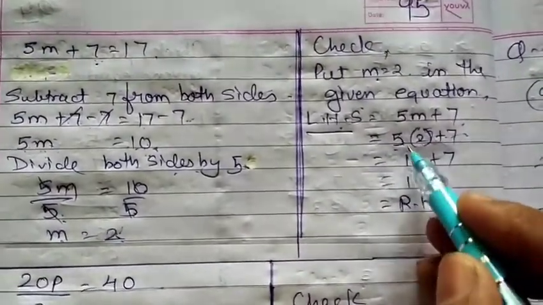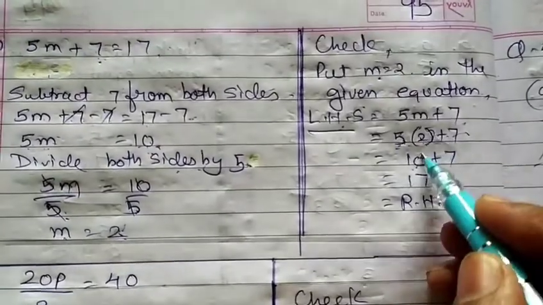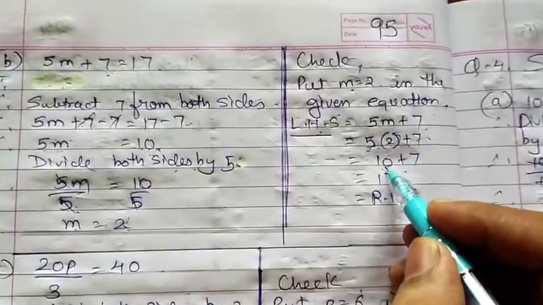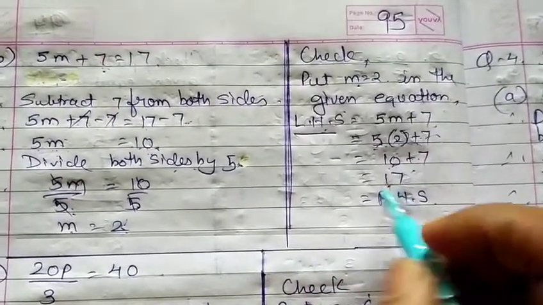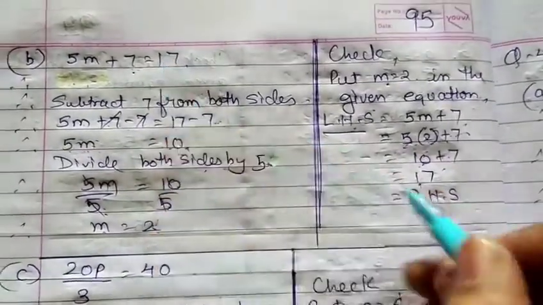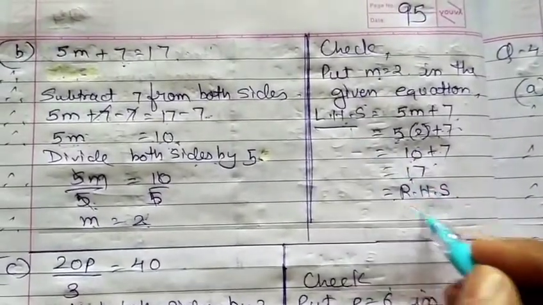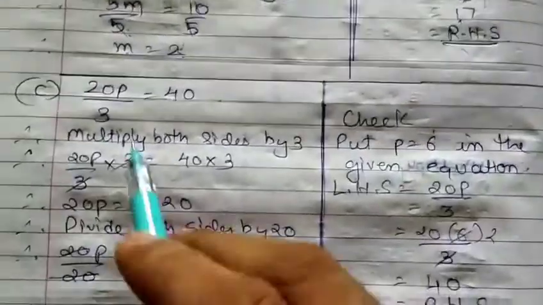5 2s are 10. 10 minus 7, sorry, it is plus. So 10 plus 7 equals 17. So see whether 17 is there in the question on your right hand side. Yes, it is there. So write down equals RHS. LHS equals RHS.